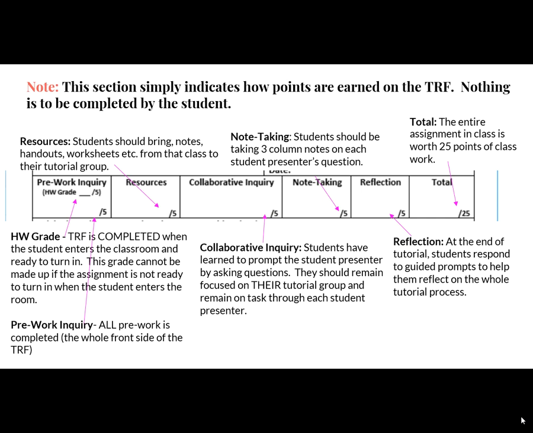So it begins with the homework grade, and that's worth 5 points. Students have to be prepared with the TRF when they enter the classroom. So that means that it has to be done for homework. This grade cannot be made up.